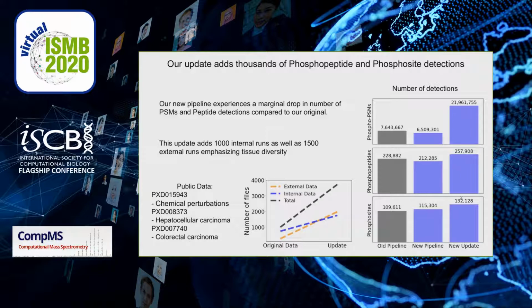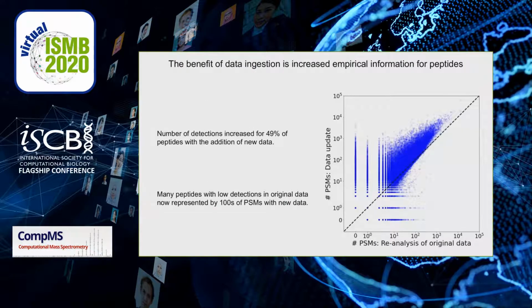However, looking at what this increase in data means for the new pipeline can give a sense of why it's important to keep up this data ingestion. We really see experimental data as the standard for information within the database, so the real benefit of increasing runs is the increase in detections for many peptides.